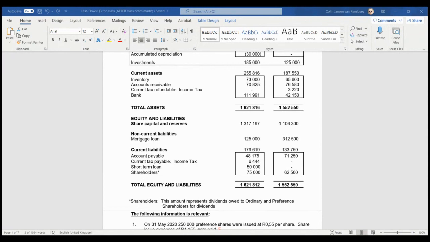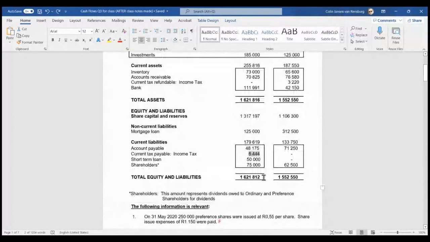So now we must know it works a little bit differently between the two years. We're going to take our current tax refundable, which is under current assets, and that will be an opening balance for this year on the debit side. And then for the next year, we'll have an opening balance under the credit side of 6,444 rands.